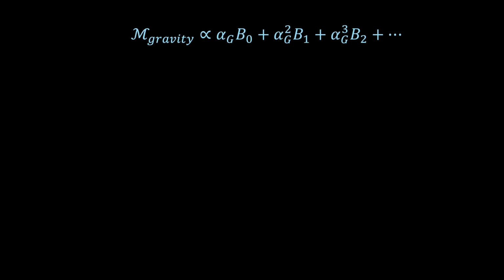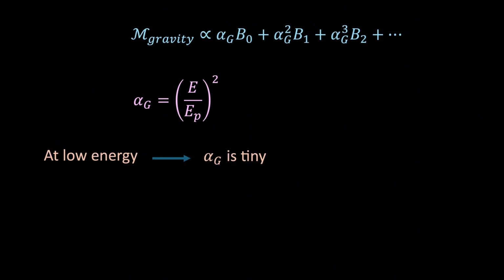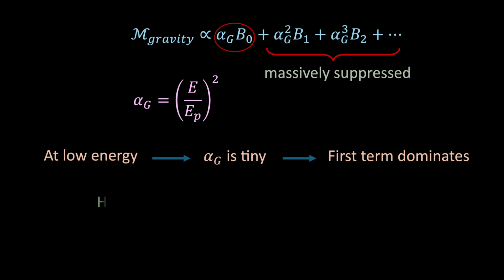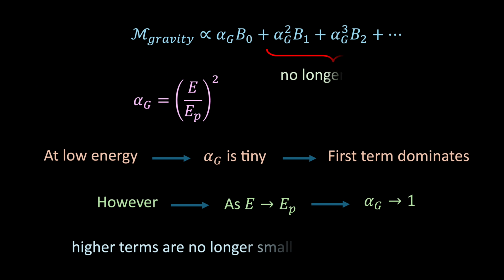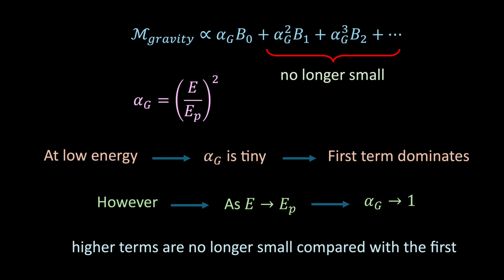Then, by looking at the structure of the gravitational coupling, we see that at low energy, alpha g is so tiny that the first term dominates, and loop corrections are massively suppressed. However, as the energy approaches the Planck energy, alpha g approaches 1, and the hierarchy collapses. One loop, two loop, and higher loop diagrams all contribute with equal weight, and higher order terms are no longer small compared with the first term.